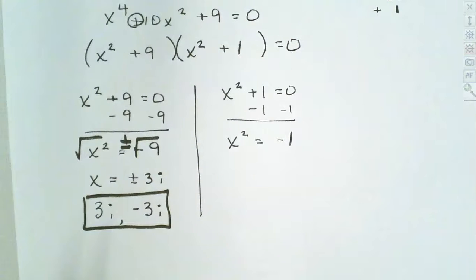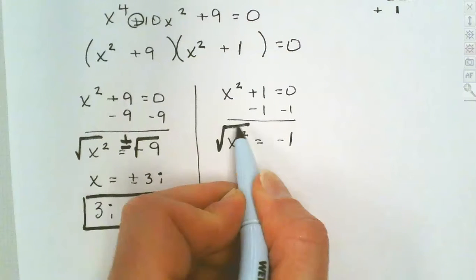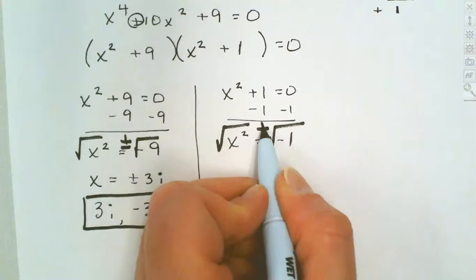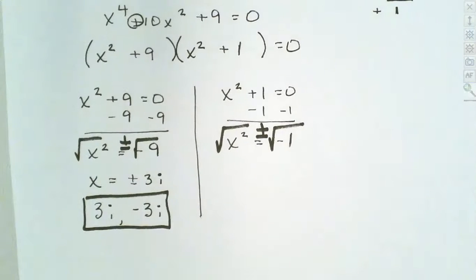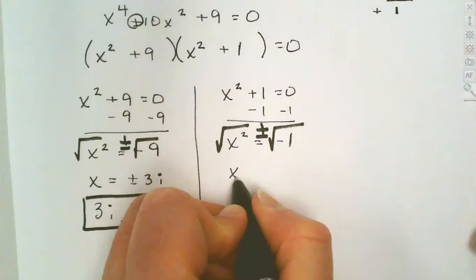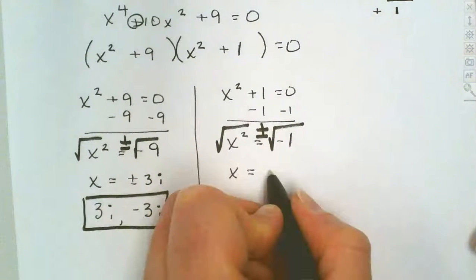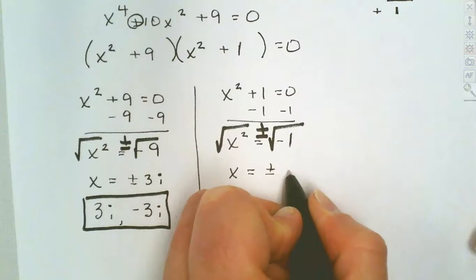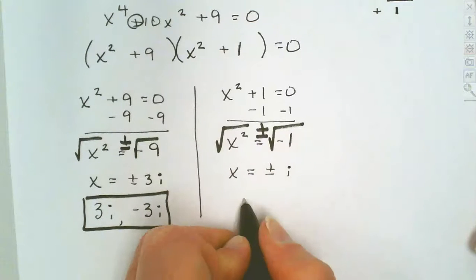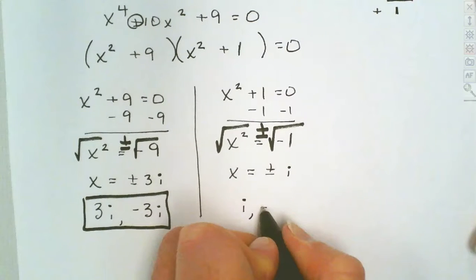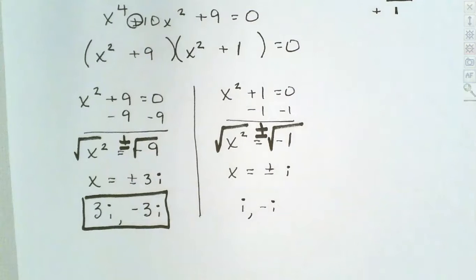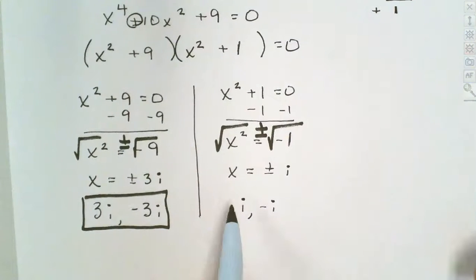How do we get rid of a square? Again, we use a square root. Tack on that plus or minus. And what's the square root of 1? Well, the square root of 1 is 1. It's negative, so it makes it an i. So that gives you then x equals plus or minus i. And so that means our two solutions are i and also negative i. And that's it.